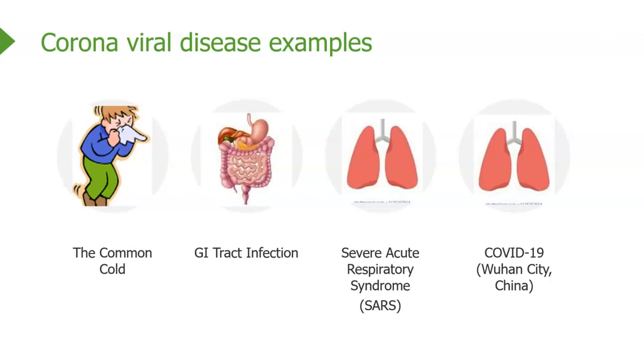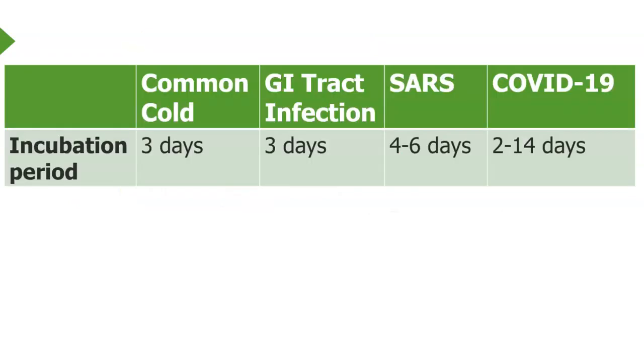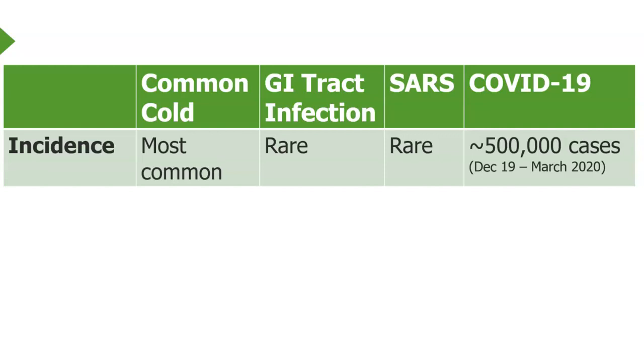Now, first, let's look at the incubation period for these 4. The common cold and GI tract infection are both about an incubation period of 3 days. SARS is a little bit longer, but whoa, look at COVID-19, or that SARS-CoV-2. 2 days to 14 days. So that's a much longer time of incubation. That helps us understand why this is spreading so rapidly, because it hangs around a lot longer.